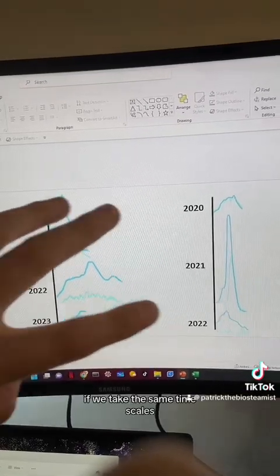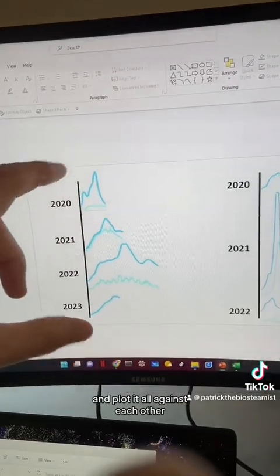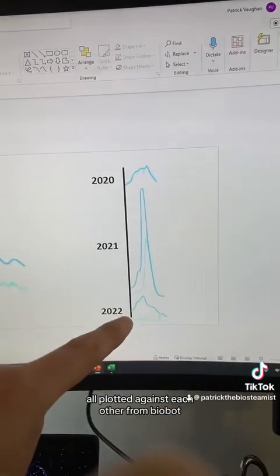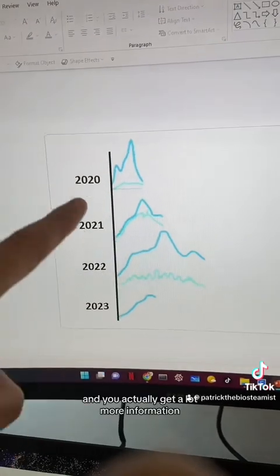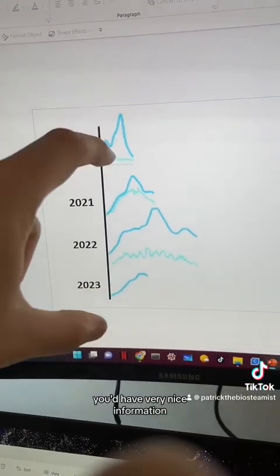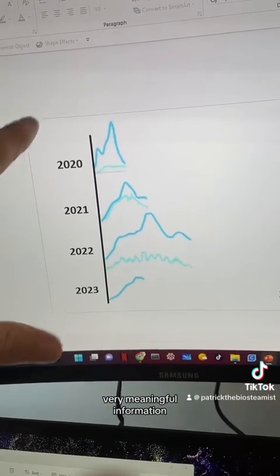So for example, if we take the same timescales and plot it all against each other, so these are the summer waves all plotted against each other, these are the winter waves all plotted against each other from BioBot, and you actually get a lot more information. And if these were all stacked, you'd have very nice information, very meaningful information.